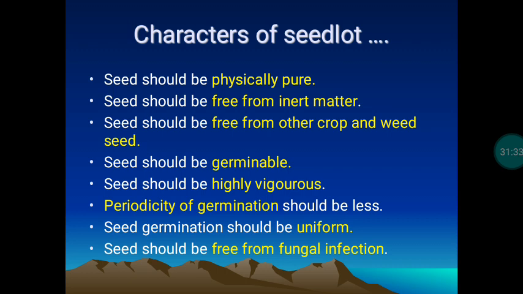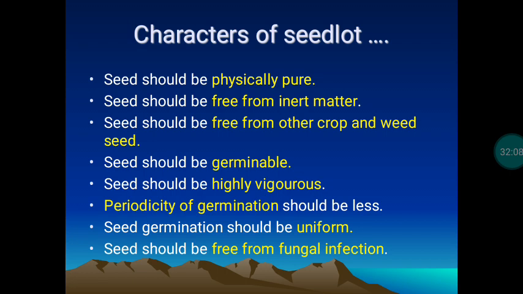The next one is, whatever material you have at the end of the cleaning and grading process, that should be germinable. This is an important thing. What are we producing the seeds for? The ultimate aim is that this material will be used as a source for raising the next generation crop. Under that situation, your seed should be germinable. Here you may get confused with viability. So what is viability and what is germination?